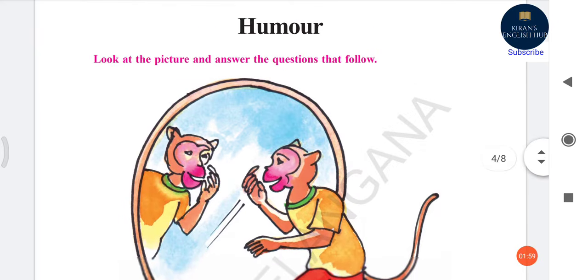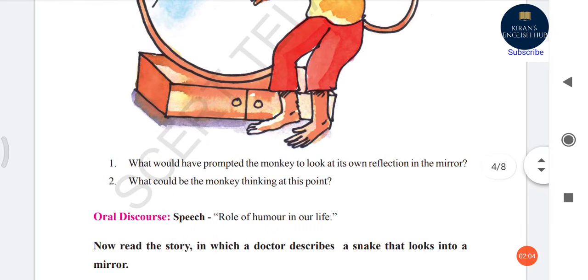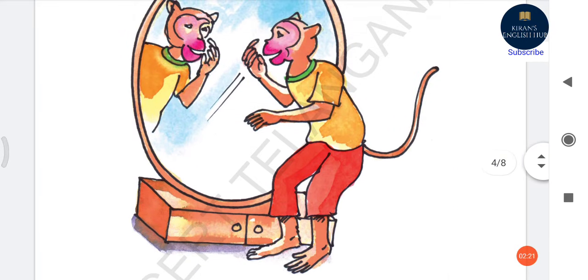Let us see further. So it is again humor, the heading. Look at the picture and answer the questions that follow. We have a few questions here. What would have prompted the monkey to look at its own reflection in the mirror? In the sense, what made the monkey see the reflection of itself in the mirror? Just like humans, we can see that it is dressed in a t-shirt and pants. You can also see its lips with a little bit of pinkness. We can even call it lipstick.